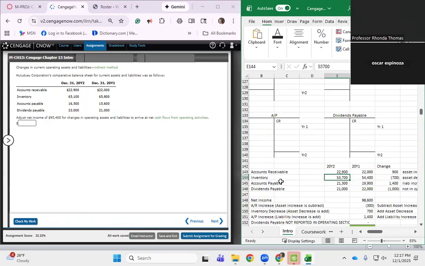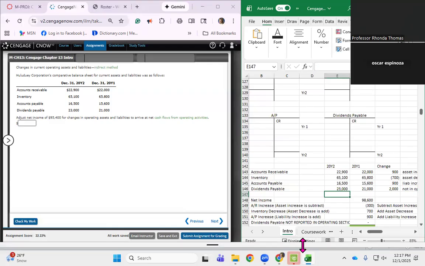Okay, well, let's just do this first. 65,100. And then you would write down inventory. Looks like inventory went down from year 1 to year 2. Accounts payable, 16,500, 15,600. Looks like accounts payable went up. And then finally, dividends payable, 23,000 and 21,000. So it looks like it went up.